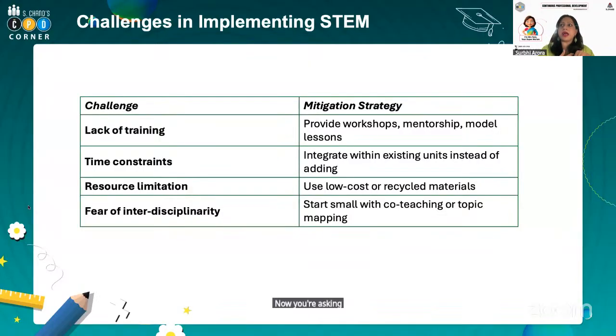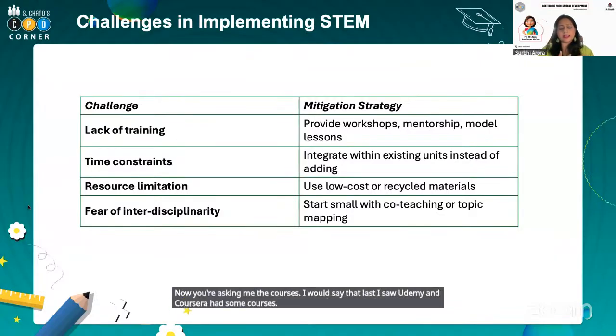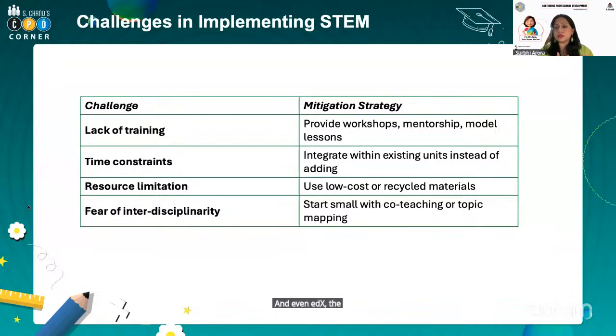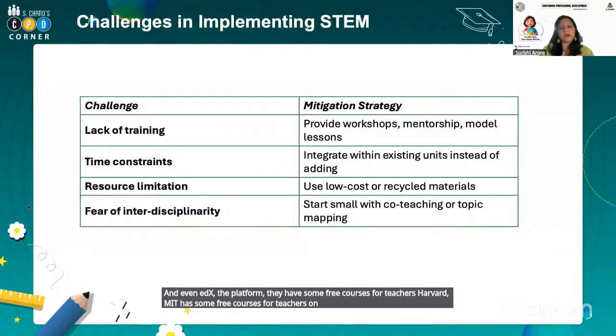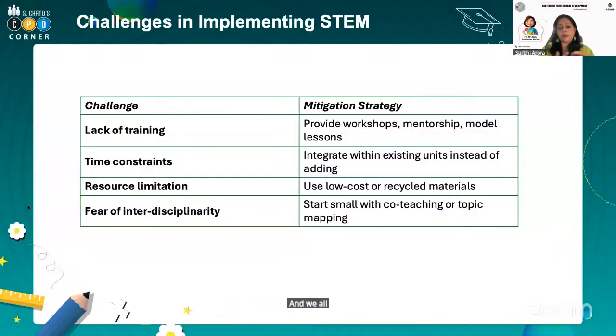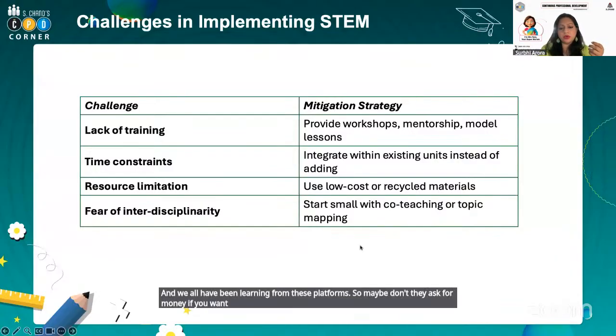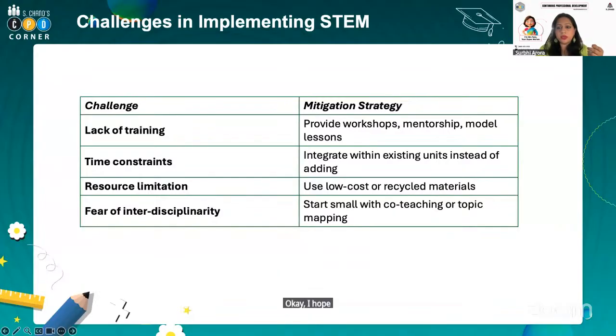I would say that last I saw Udemy and Coursera had some courses, and even edX, the platform, they have some free courses for teachers. Harvard, MIT has some free courses for teachers on STEM education. These are the platforms you can refer to, and you will find some free courses, which will at least give you the foundation of STEM education. And we all have been learning from these platforms. They ask for money if you want a certificate, but if you want to just do learning, just go there and have those courses. Okay, I hope I've answered your question.